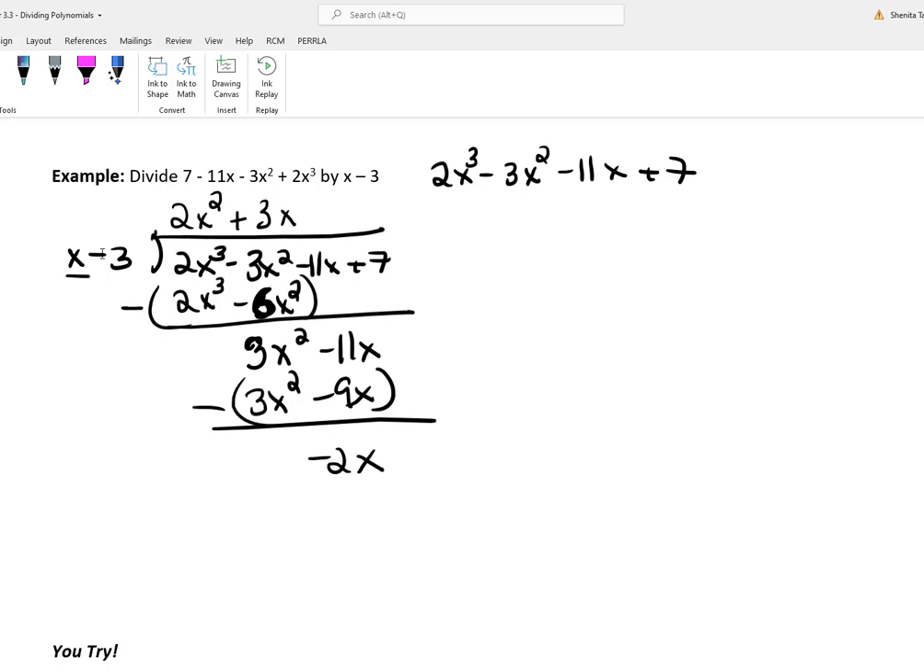Now you ask yourself, how many times does x go into negative 2x? That would be negative 2 times. Negative 2 times x is a negative 2x. Negative 2 times negative 3 is a positive 6. Go ahead and subtract it off. Negative 2x minus negative 2x is 0. And then 7 minus 6 is 1.